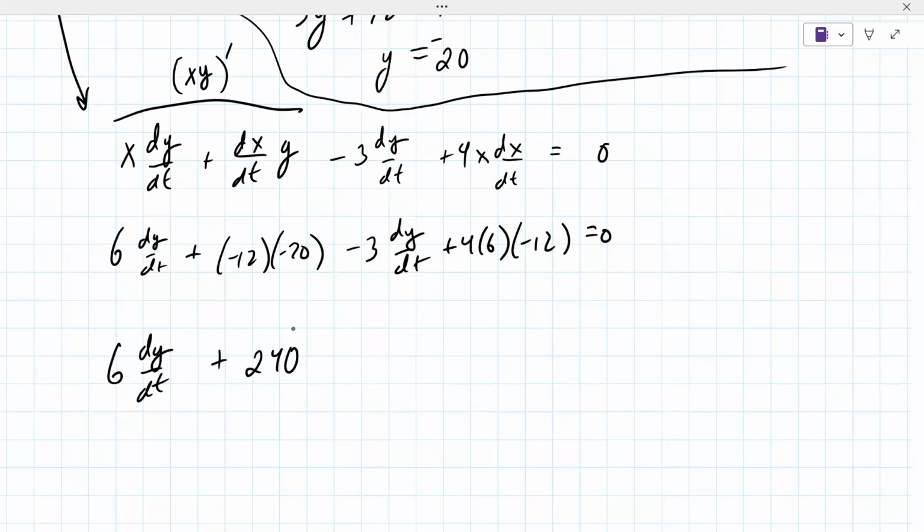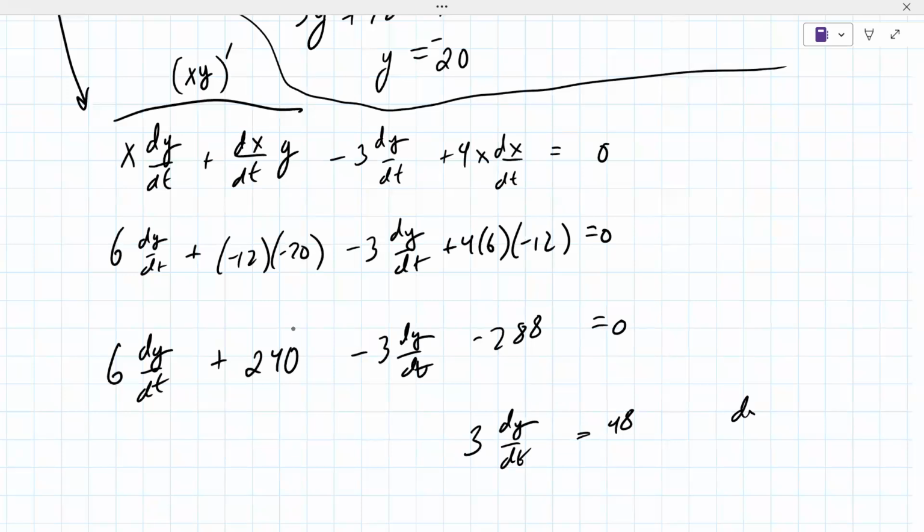Okay. So what do we got? 240 minus 3 dy/dt, minus 72 times 4 is minus 288. So we got 3 dy/dt, 48 dy/dt equals 16. A lot of heavy algebra in that. Okay, that makes sense.